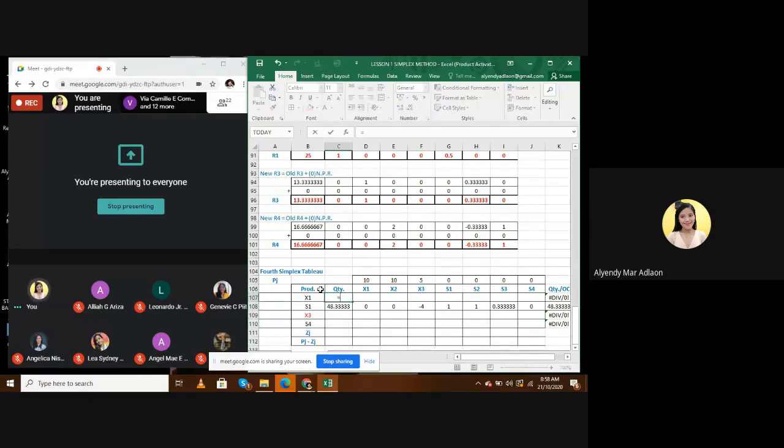And then, ito lang tayong i-drag for the row 1, that is 25, and then you drag. For the row 3, that is 13.333, and then you drag. And then for the row 4, starting from 16.667, and then you drag. Okay?